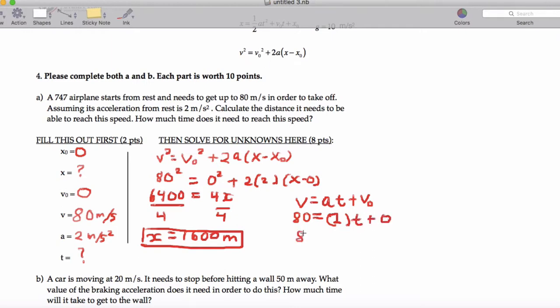And so we're going to get that 80 equals 2 times t. We'll divide both sides by 2. Those will cancel. And we'll end up getting that t is 40 seconds. All right. There we go. So that's question 4, part A.